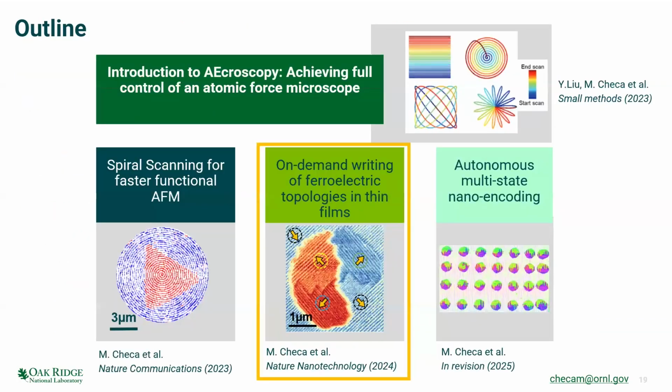So I'm going to go to the second application for this smart scanning. The first part was how to read, right? How to read faster. I showed it in KPFM, but as I said, we've done it with topography, we've done it with PFM, etc. Now I'm going to show you a little bit how we can use that to write information in our materials, right?